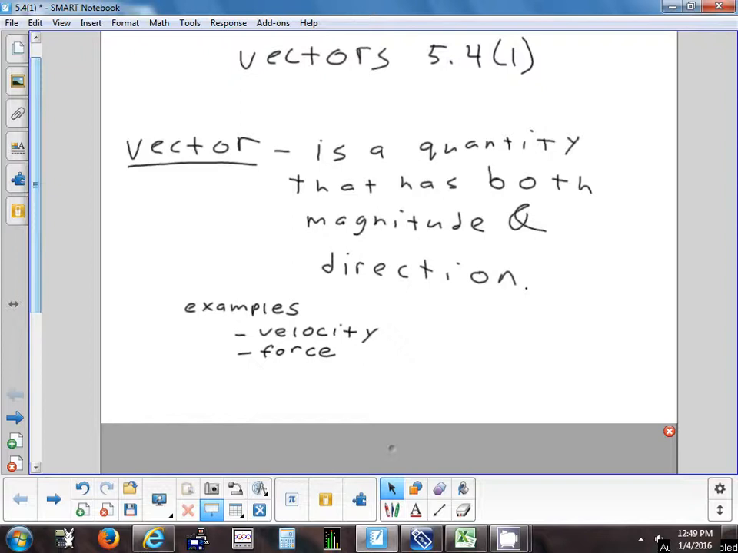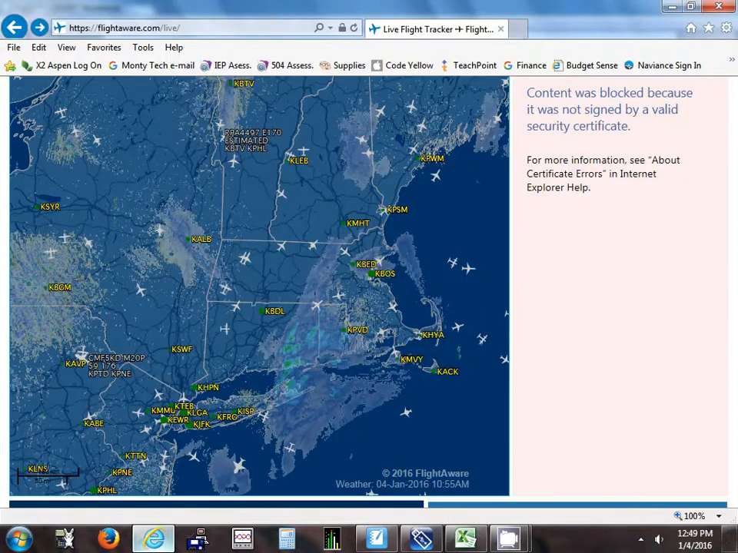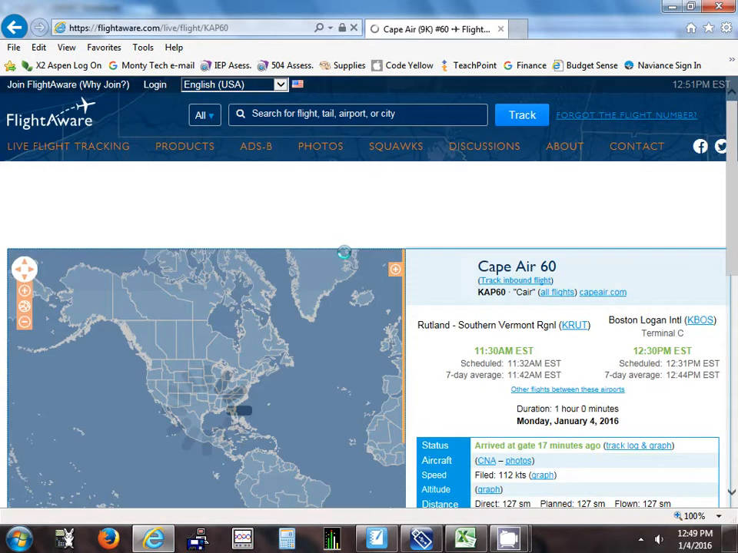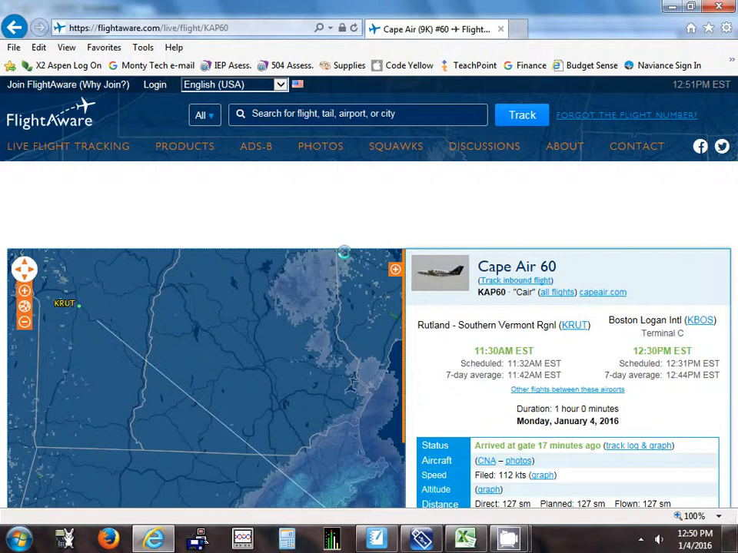And one place we see vectors used quite a bit, where it's really important with making sure we know the speed and the direction of these objects, is with airplanes. Right? So it's kind of hard to see, but all these little gray kind of things here represent planes. And each one of them has a certain magnitude in a certain direction. So if I click on a plane, let's see. All right, so this plane is going from, looks like it's going from Vermont to Logan. And right now it's traveling at, let's see. Oh, its speed is 112 knots.